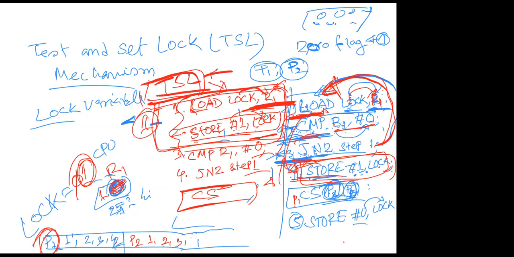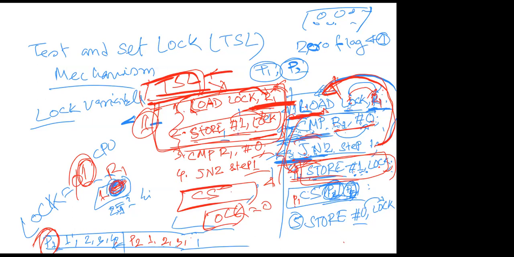Now see the progress. Progress is also guaranteed. When one process comes out of the critical section, it will make the lock value 0. Once no process is inside the critical section, the lock value is 0, so it never stops a process from entering the critical section if no process is in it. So progress will be satisfied by this mechanism.